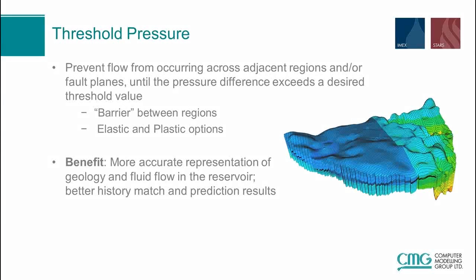Now, once this happens, it can either behave elastically, meaning that it closes the communication off if you drop below the threshold, or it can close plastically, meaning that the communication would actually still persist to some degree after the pressure's equilibrated or the differential has dropped down again. Now, overall, this of course means that you can get a much more accurate representation of your geology and the fluid flow in the reservoir, and of course better history matching and prediction results with that.